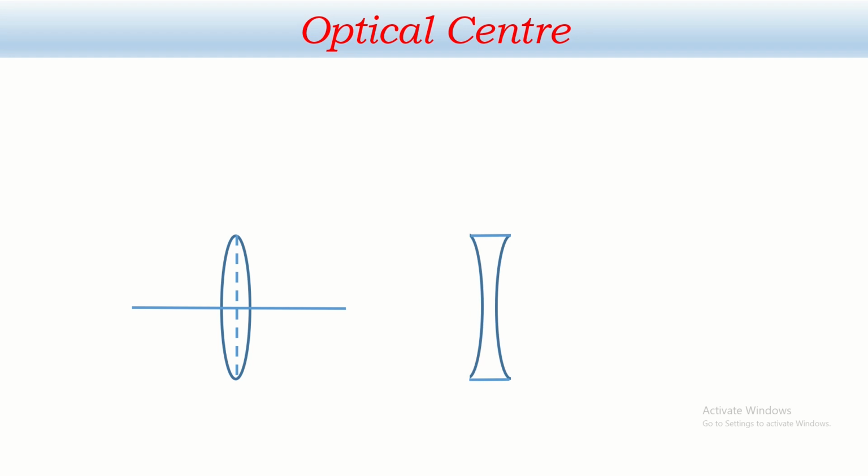Now next point, optical center. This is a convex lens, and this is a bisector line which bisects the lens into two equal halves through its thickness, and this is the principal axis. And this is a concave lens, and this is the bisector line, and this is the principal axis. Now what is optical center? Actually, when a ray of light passes through this point, the central point of the lens, it passes straight without deviation. In the same way, in the concave lens also, a ray of light, if it passes through this point, passes straight without deviation. And these points are called the optical center of the lens.